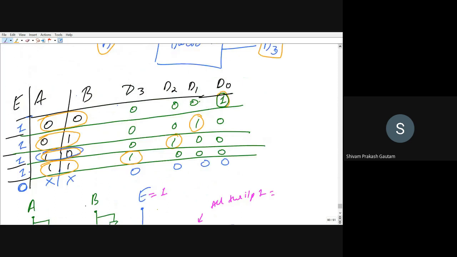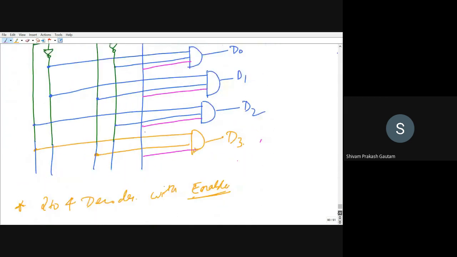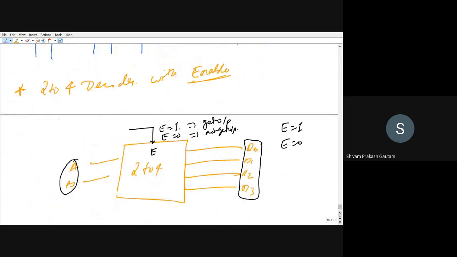So this is the logic circuit with enable, and this is the truth table with enable. You can see, and this is the block diagram of the enable circuit. Just check, is it okay or not? Tell me.